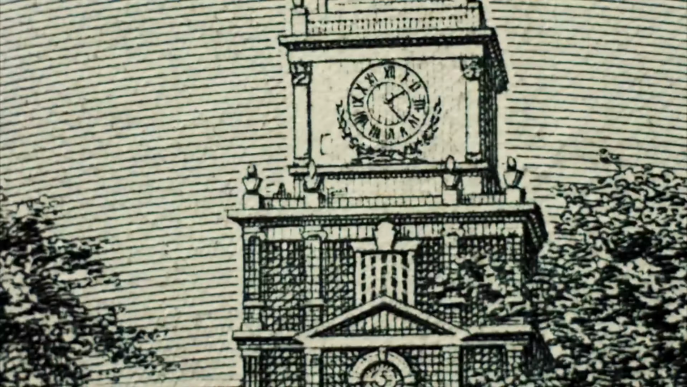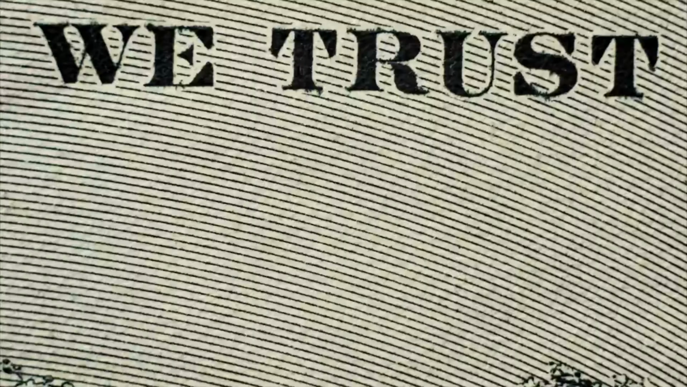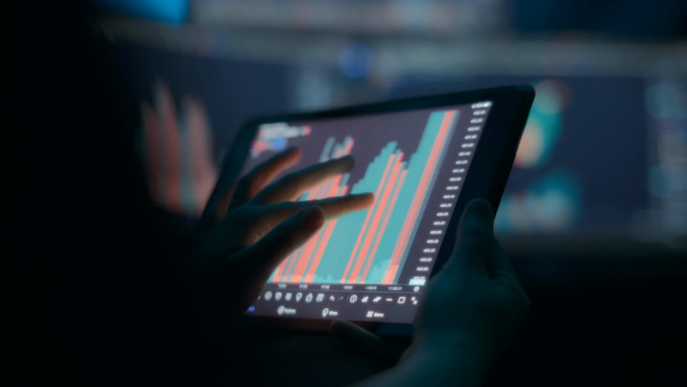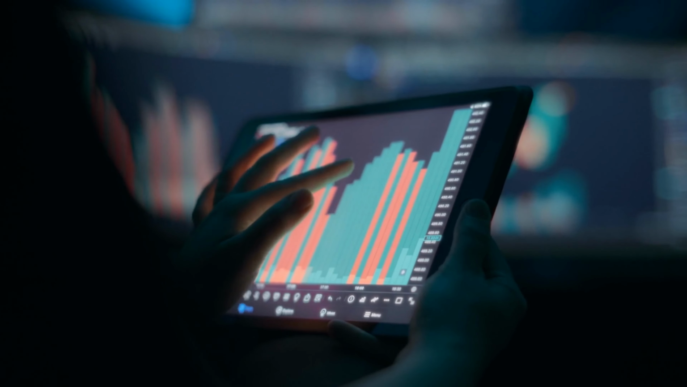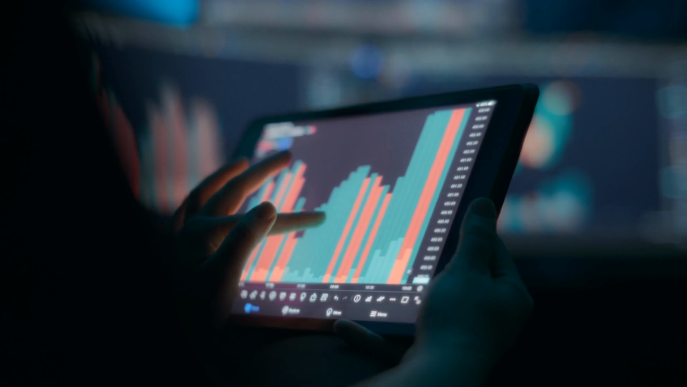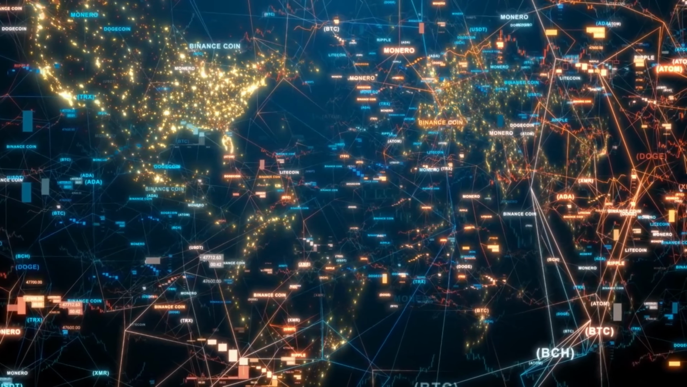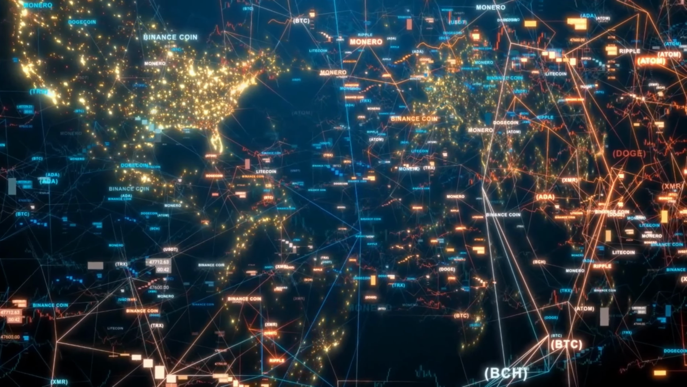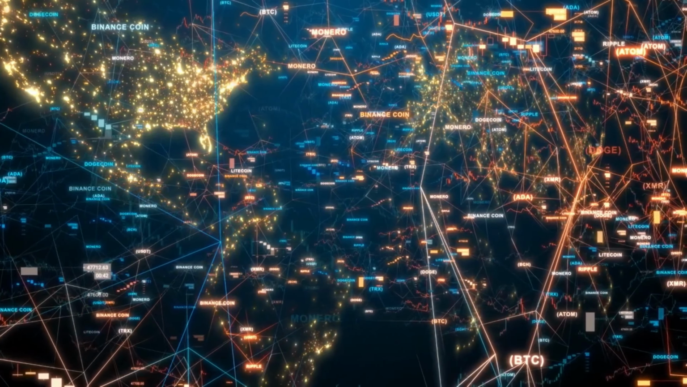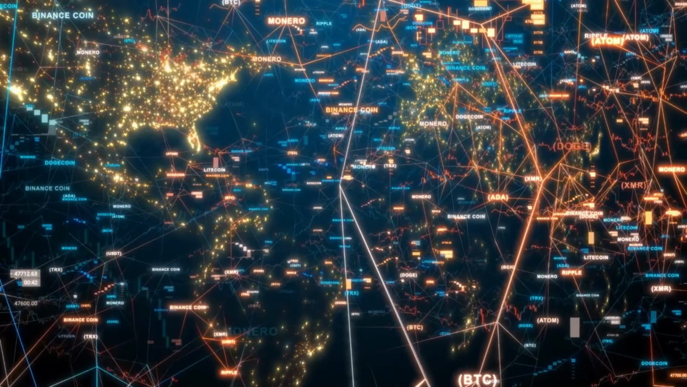Then we have the Kijun-sen, also known as the baseline, and it's also a moving average. Okay. But this one looks back over 26 periods. 26. So it's a much longer time frame. Exactly. So it gives us a broader perspective on the trend. Okay, so we've got the short-term view with the Tenkan-sen. Yes, and then the longer-term view with the Kijun-sen.